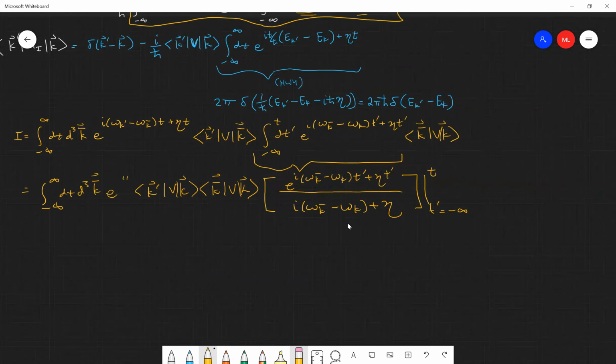So this denominator should be very familiar to you from the Green's function. It looks very similar, except we have a time variable now that we're evaluating it between. And the time variable is just these limits of integration from minus infinity to t. And the nice thing is, if you pick positive eta here, then if you send t prime to minus infinity, that part just vanishes. So all you need is just the one evaluated at t. So that's good.